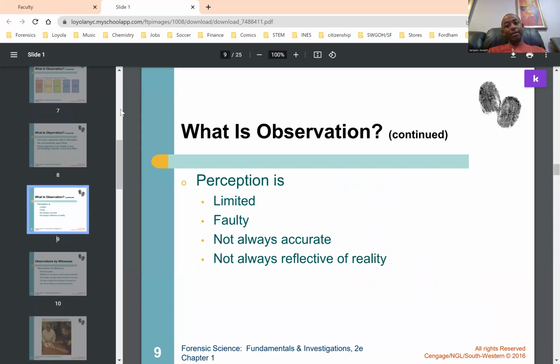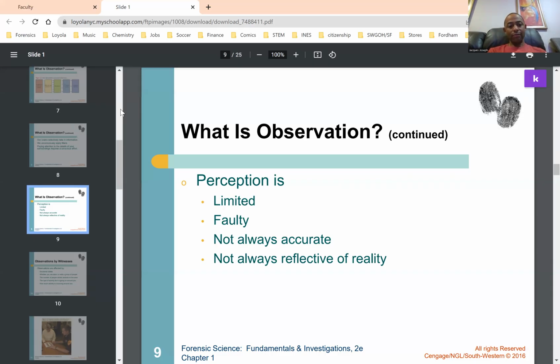Perception. The problem with perception is, first of all, that it's limited and faulty, and often not reflecting reality. That's a problem that has always been present, and there's a problem in our society now. Perception can make the difference between a true observation and a false observation.